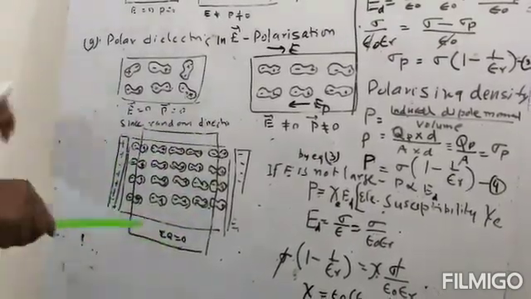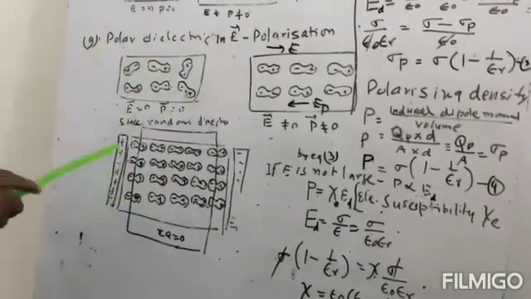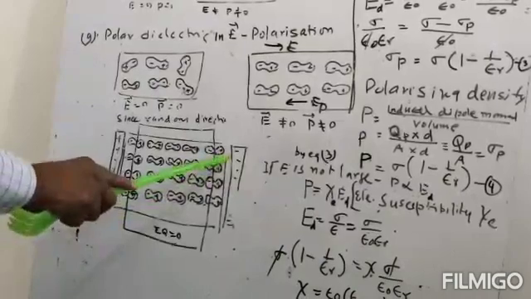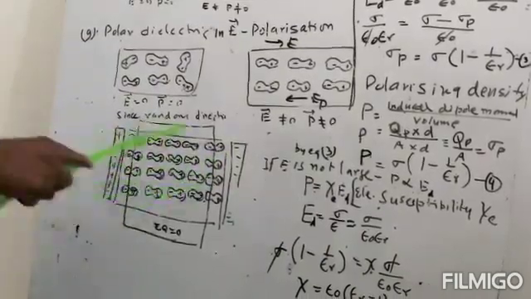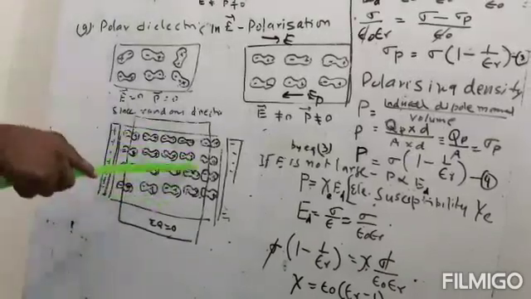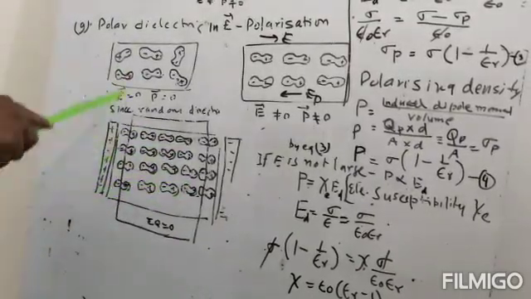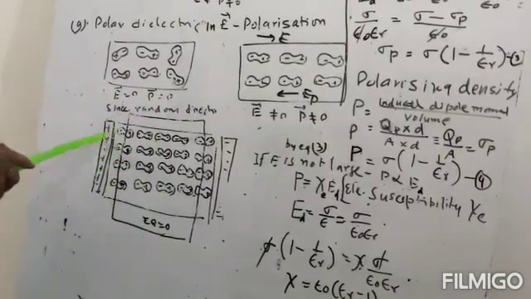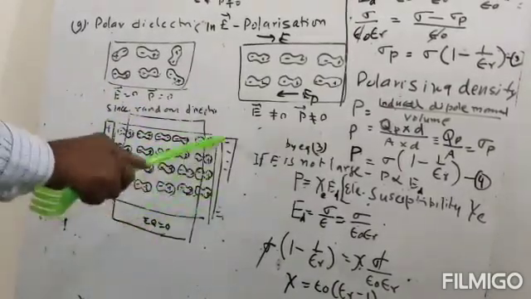So in the dielectric, the charge will be on the left surface and right surface only, whereas in the interior the electric field is zero, dipole moment is zero, there is no charge. So there will be charge here: negative charge towards the positive plate and positive charge towards the negative plate.